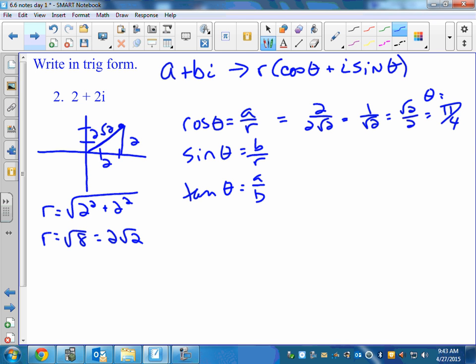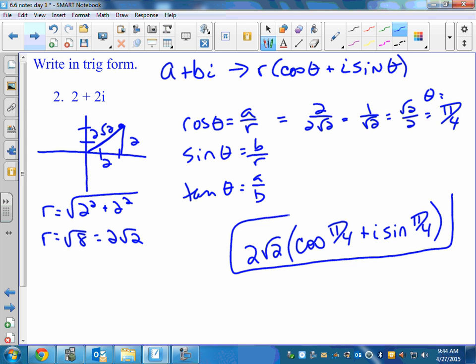Be careful. If you're not in quadrant 1, make sure that you use the appropriate multiple of pi fourths wherever you would be. So what is your answer? You just change it to this. So r was 2 radical 2, times cosine of pi fourths plus i sine of pi fourths. You don't do anything else with it.